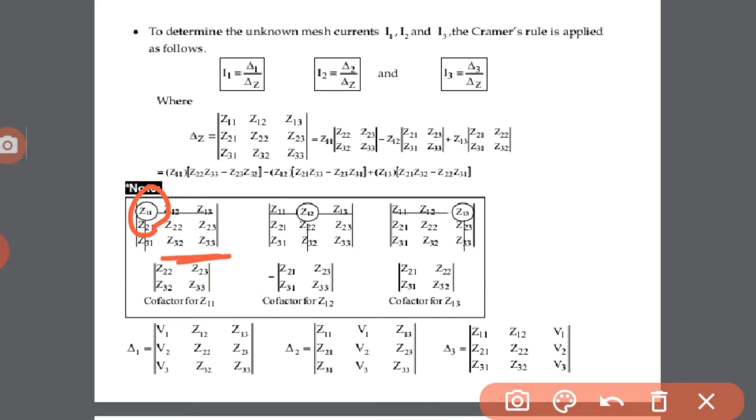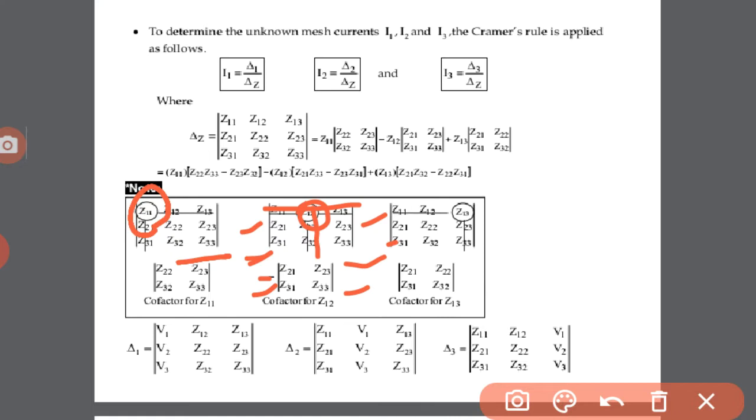is equal to this one, Z22, Z23 and Z32 and Z33. Again at the same time, if you want Z12, that is circled, we have represented it with Z12, then the coefficient is equal to minus the remaining part, that is the middle part is to be eliminated, the remaining 4 parameters, that is Z21, Z23, Z31 and Z33.